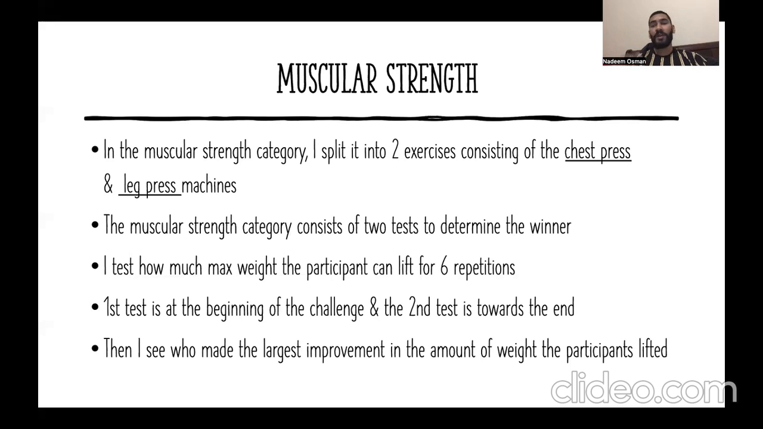So for example, if the participant lifted 30 pounds for 6 reps max in his or her first test, then achieved 80 pounds for their second test, their improvement number would be 80 minus 30, which equals 50. 50 will be their improvement number. The person with the highest improvement number wins in this category.